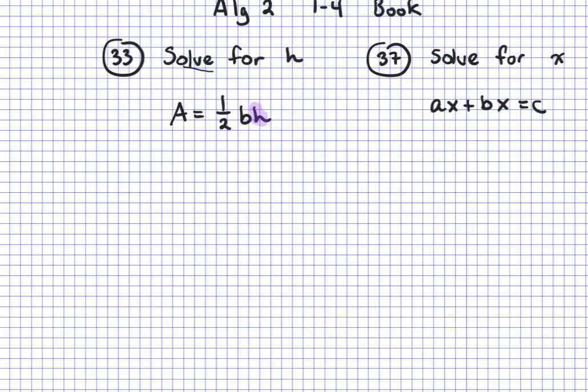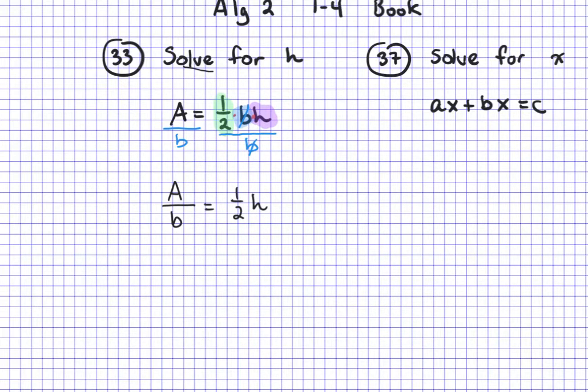I need to get this letter by itself, which means I need to undo the other stuff that's around it. I need to get rid of the times half. Remember, this is a times right there. And also this one here is a times b. So I need to get rid of those other two things. So how do I do that? Well, to get rid of that b, I divide both sides by b. Notice the b reduces on the right side, and on the left side I have capital A divided by b equals 1/2 times h.